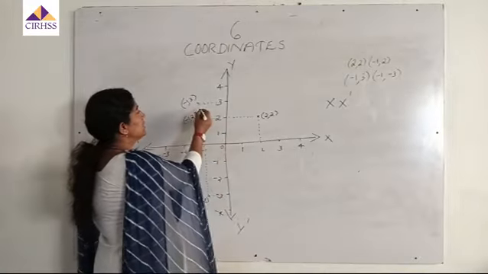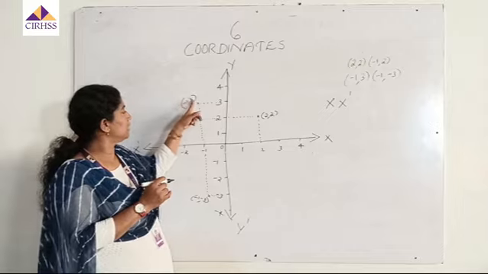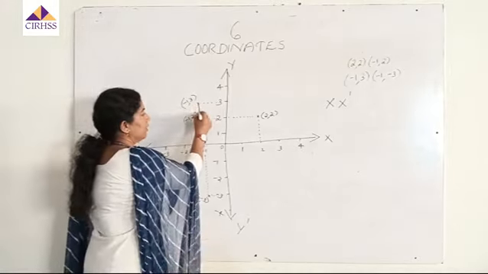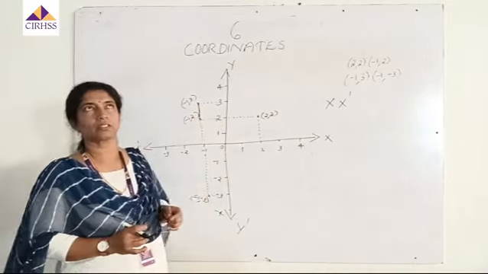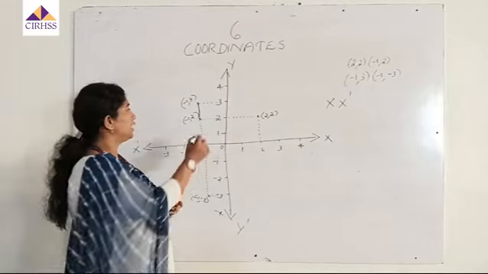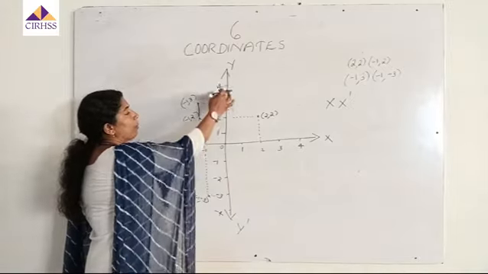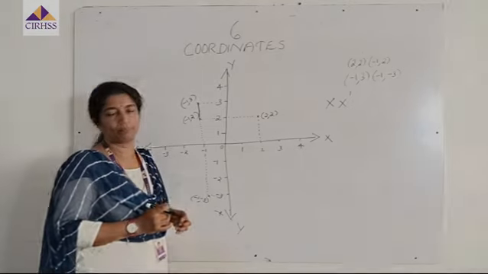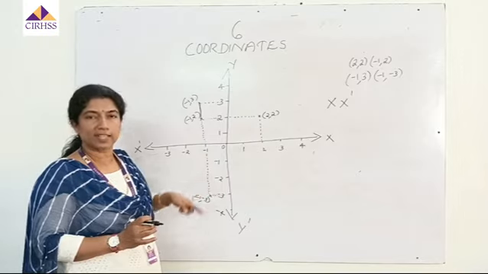Next, consider these two points, (-1, 3) and (-1, 2). This line is parallel to the y-axis. Parallel to the y-axis means the x coordinates are the same. What about the x coordinates? They are the same.